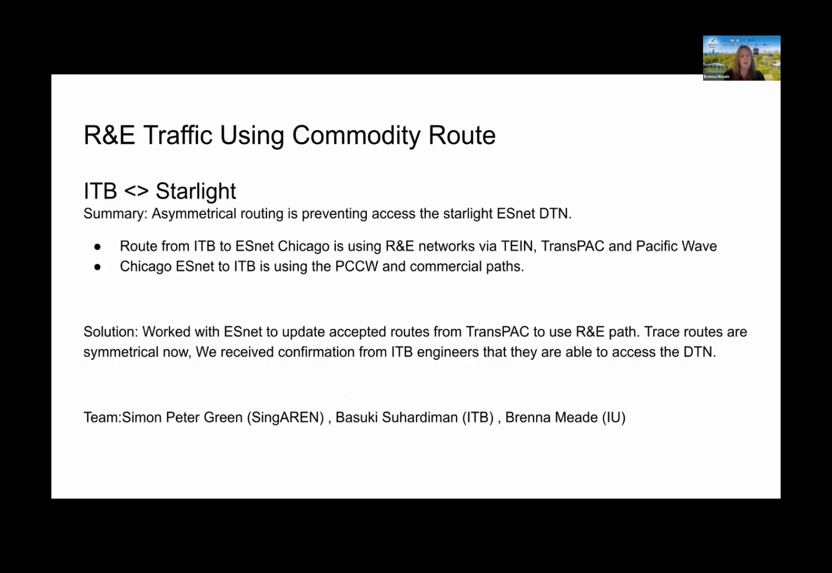Second example was RNE traffic using a commodity route. We saw this in a case of ITB in Indonesia to Starlight, which is in the United States. Asymmetrical routing was preventing access to the Starlight ESNet DTN.